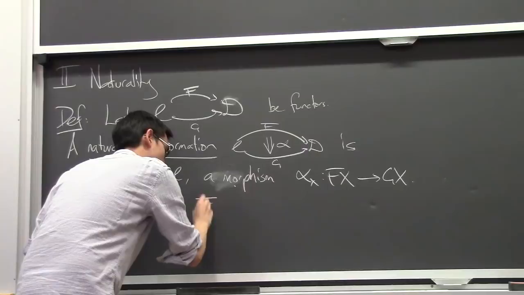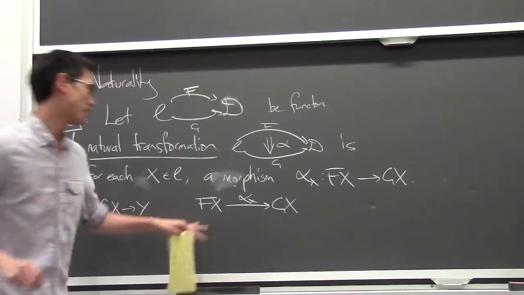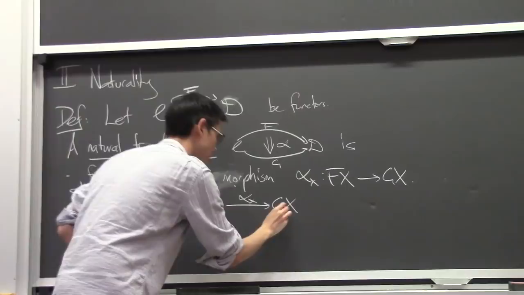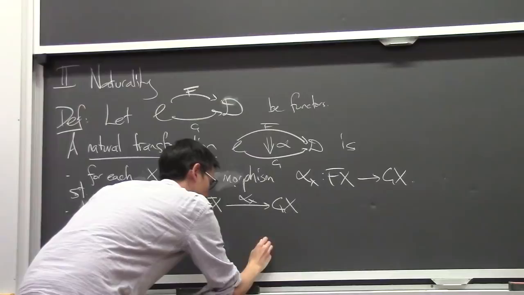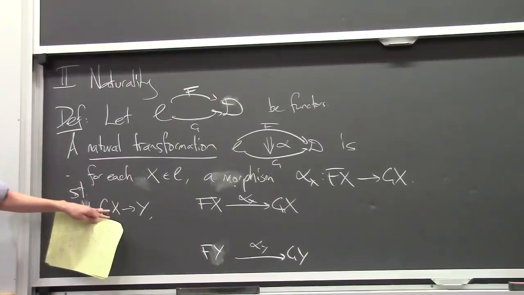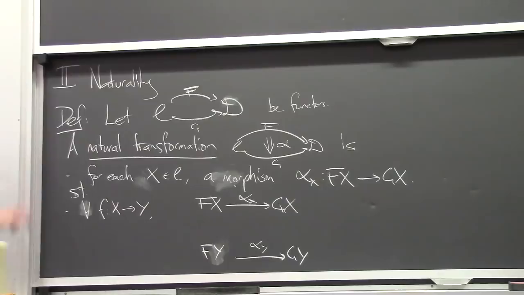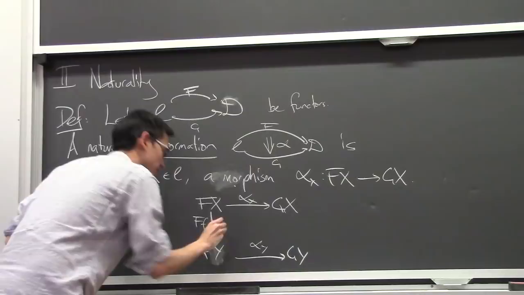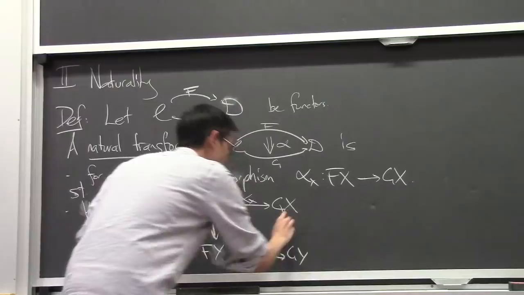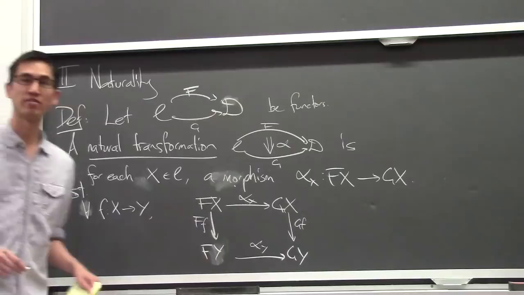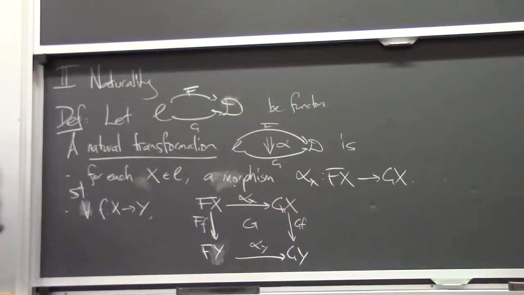So we start, we have a morphism alpha x from f of x to g of x, but we also have a morphism called alpha y from f of y to g of y. And now, given any morphism f in C from x to y, our functor F gives us a morphism from F of x to F of y, called F of f. And our functor G gives us a morphism from G of x to G of y, called G of f. Naturality says that this must commute. So I think I didn't introduce that before formally.